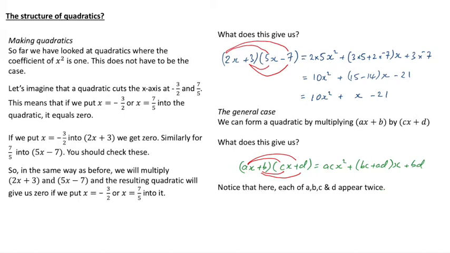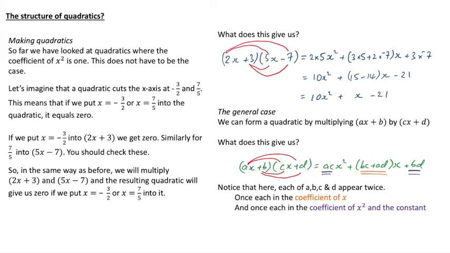Now notice that in the answer to this, each of the letters appears twice. Once each of them appears in the coefficient of x, so we have the bc plus ad, but a, b, c and d are all there, but also they all appear in the coefficient of x squared and the constant together, so we have a and c with the x squared and b and d with the constant, so again we've got a, b, c, d. And this is important in factorising quadratics when the coefficient of x squared is not 1. Okay, so let's have a look at that now.